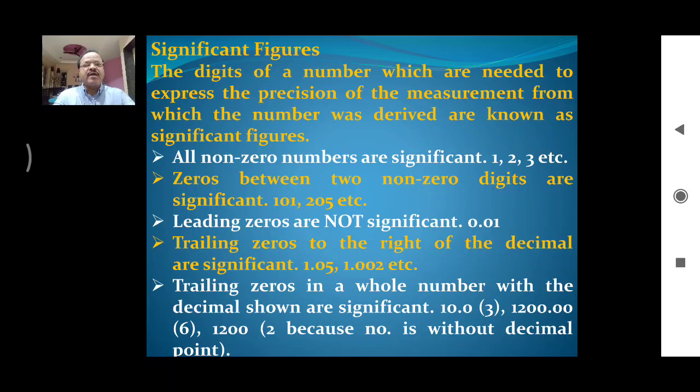So let's begin with the first point, that is significant figures. Which figures are considered as significant figures? Under this point, we are going to discuss the different rules to decide the significant figures. Now, what is meant by significant figures? The digits of a number which are needed to express the precision of the measurement from which the number was derived are known as significant figures.